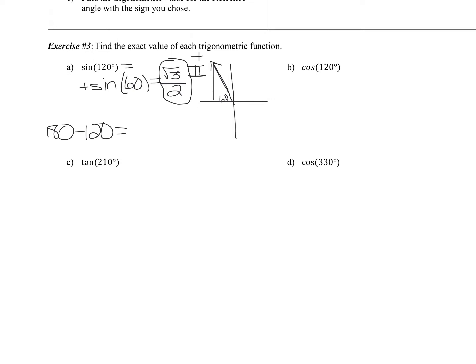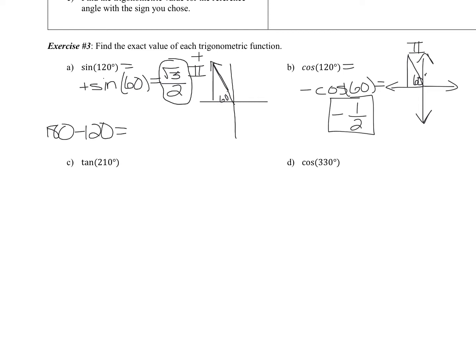On the other hand, if I do cosine of 120, part of it's going to be the same, but not all of it. So here's my second quadrant angle. My reference angle is once again 60 degrees. But now since we're in quadrant 2, cosine is negative. So this is going to equal the negative cosine of 60. We know the cosine of 60 is 1/2, so this is going to be negative 1/2.